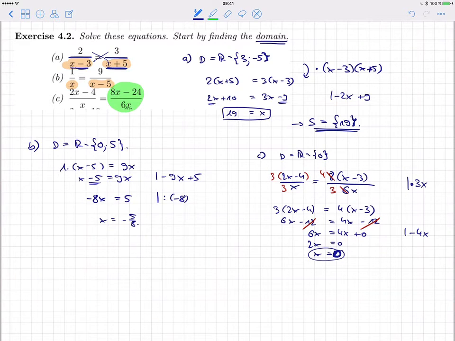Yes, but this is extraneous. If you look back up here, 0 is the one value that we have excluded. No, we can't insert 0 because that would give us division by 0. So there are actually no solutions.